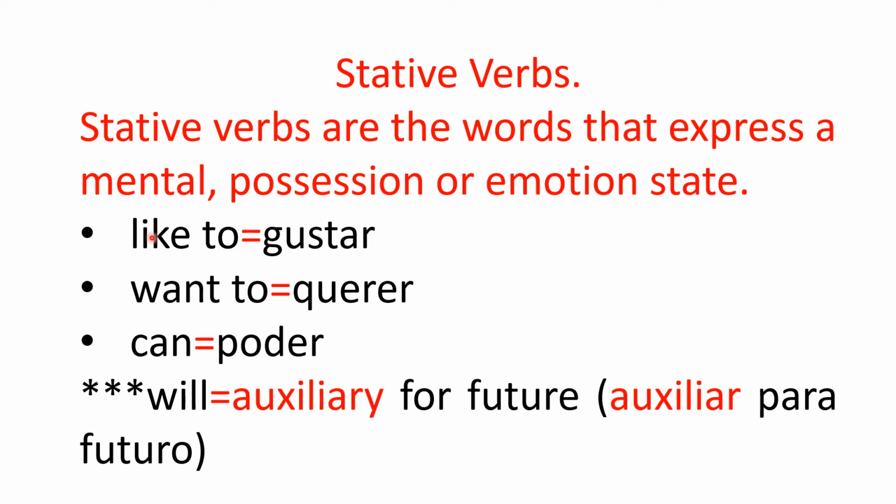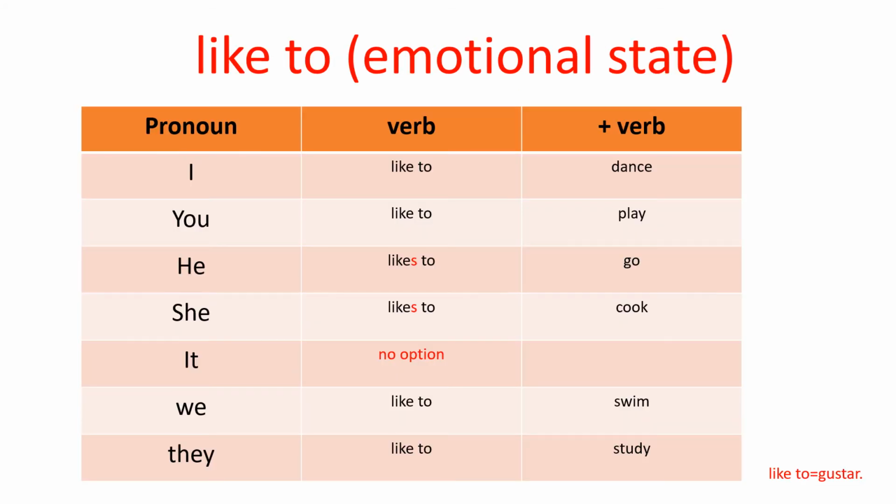Stative. Like to, meaning. Significado. Want to, meaning, can, meaning, and will. Will is not a verb. Will is an auxiliary for future. This is the meaning. Okay? Now that we understand this definition, let's continue to the next picture. Chart. Better.